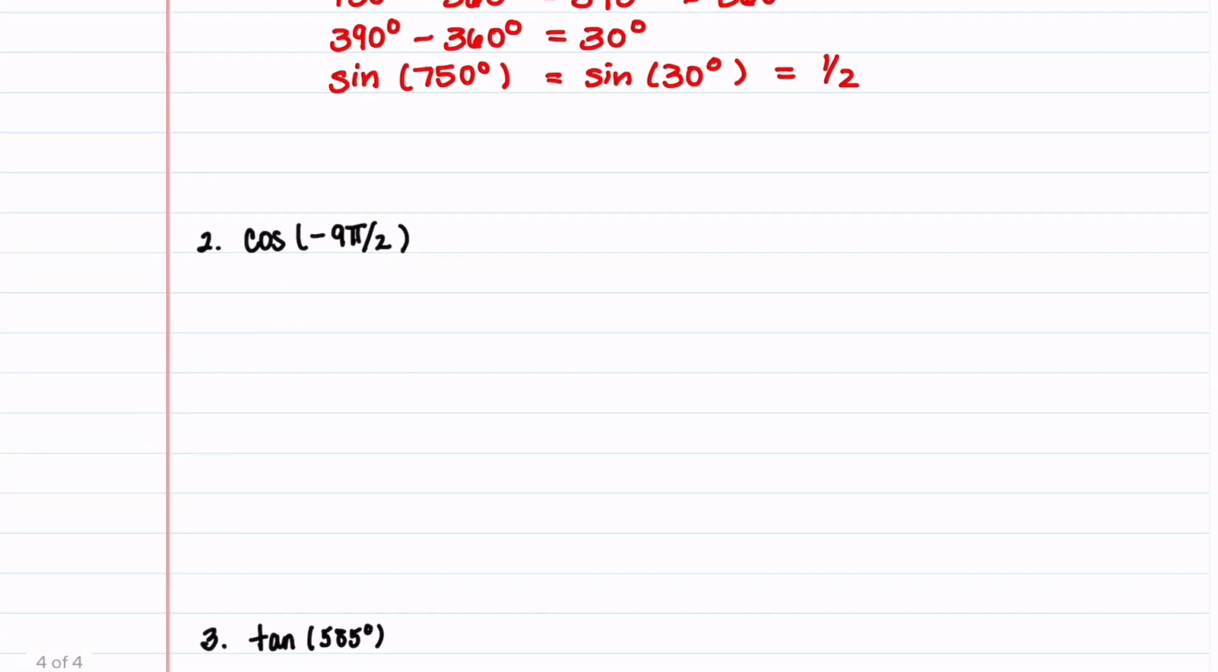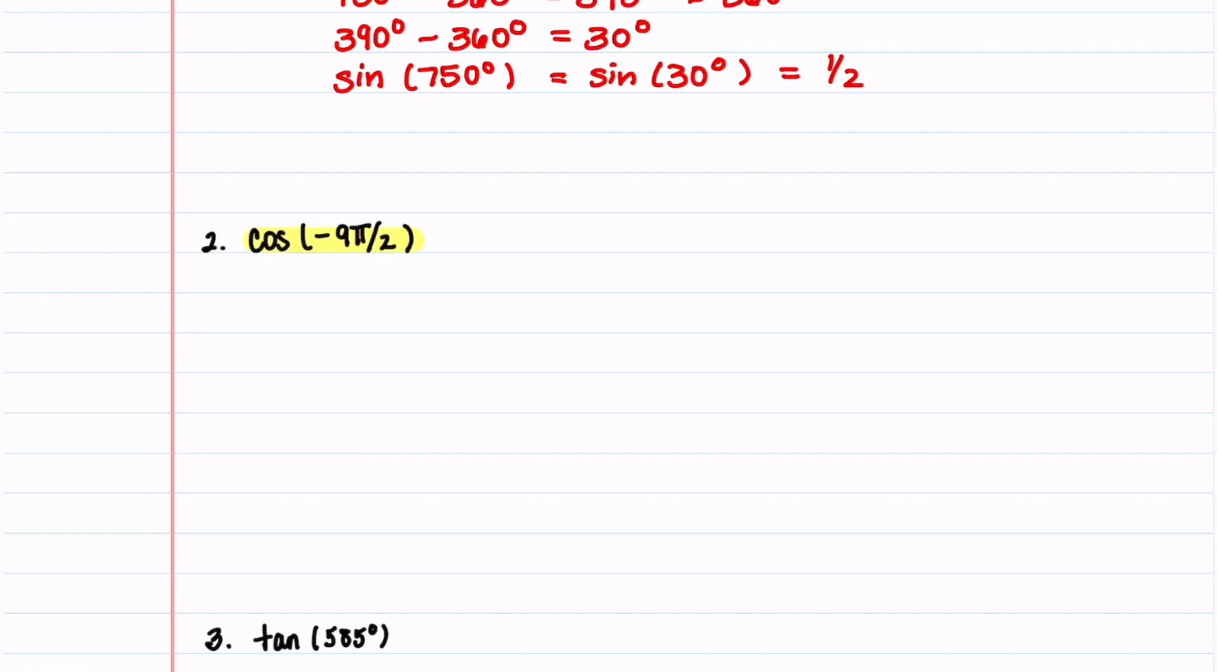Let's now find cosine of minus 9 pi over 2. From our periodicity identity, we know that cosine theta is equal to cosine of theta plus 2n pi. Since minus 9 pi over 2 is less than 0, we'll need to add multiples of 2 pi until the remaining angle is between 0 and 2 pi. Let's go ahead and do that.